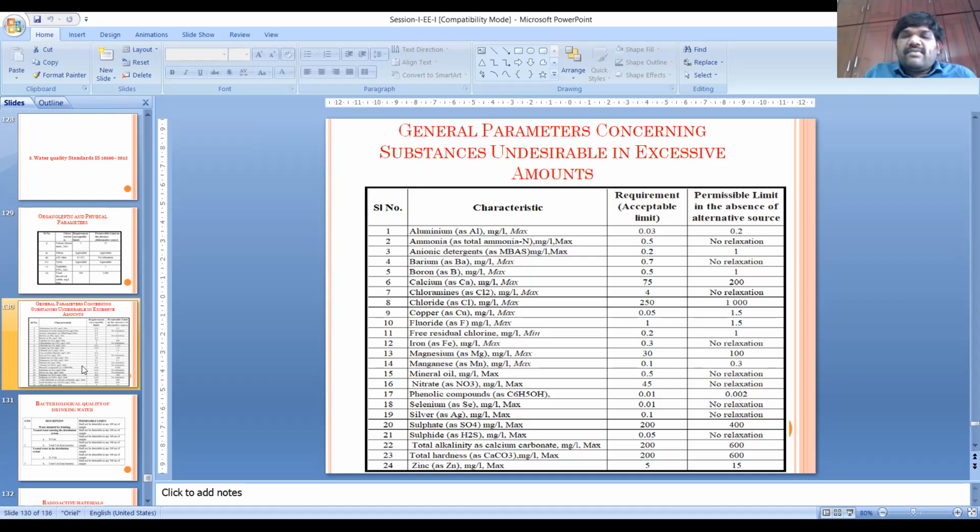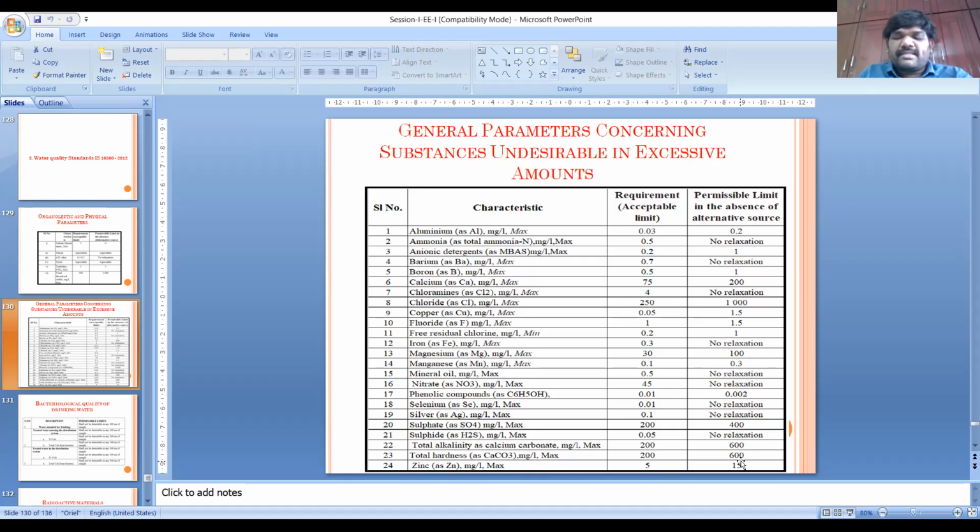Selenium as Se, silver as Ag, sulfate as SO4, sulfide as H2S, and the requirement acceptability is 0.05, and there is no relaxation when there is absence of alternative source. The same way, total alkalinity as calcium carbonate, milligrams per liter, 200 is the acceptable limit, and 600 is the acceptability when the alternate source is absent. And total hardness as CaCO3, zinc as Zn, 5 is the required acceptability, and 15 is the acceptable limit when the alternate source is absent.